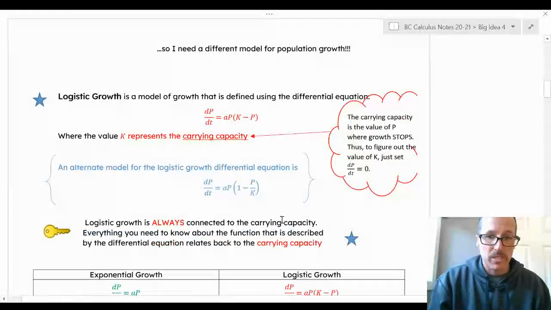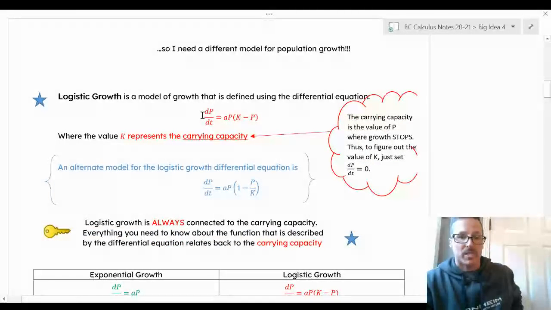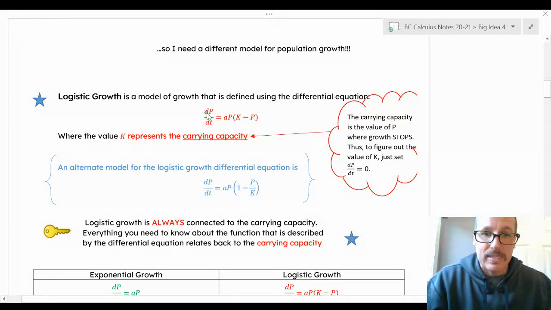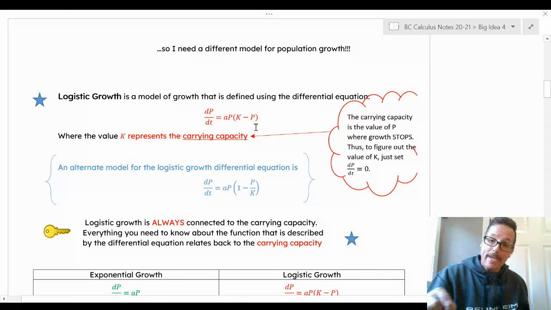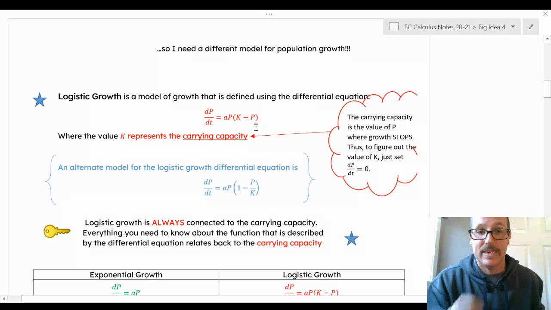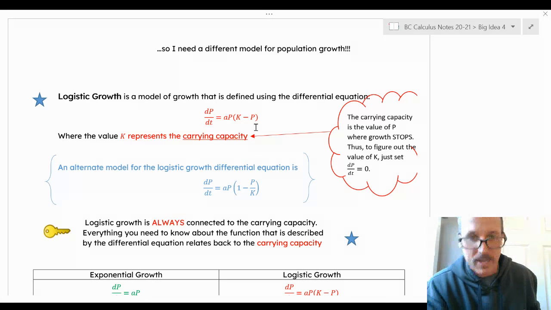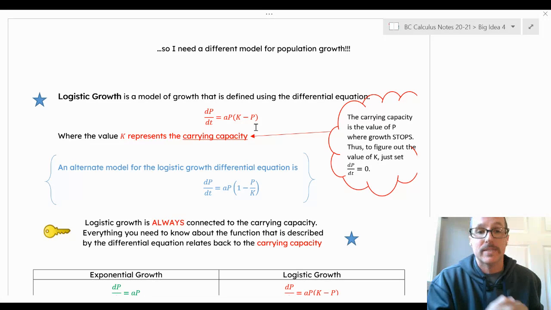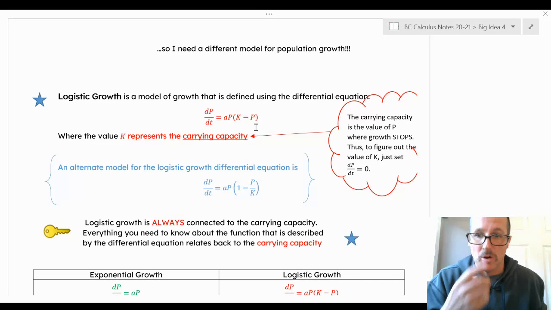So logistic growth is a model of growth that's defined with the differential equation dP/dt is equal to a times P times (K minus P), and the biggest idea there is that K is the carrying capacity. You probably heard that word before if you've been paying attention in science. This carrying capacity is the limit of the population. That's what the population is going to reach over time.